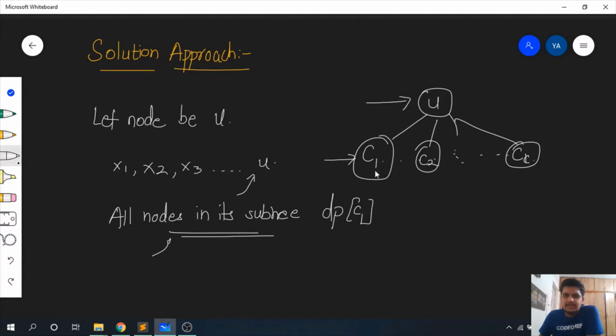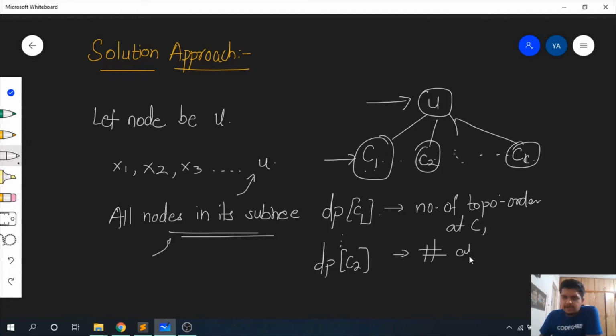So it can similarly be reduced to the number of topological orderings for the children of the C1 node. So let DP of C1 represent the number of topological orderings at C1, and similarly DP of C2 will be the number of topological orderings at C2, and so on. So now what we can do is calculate DP of U. So DP of U will be the number of topological orderings at node U, right?